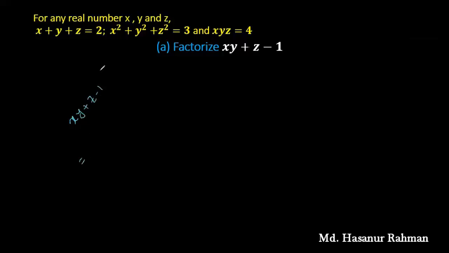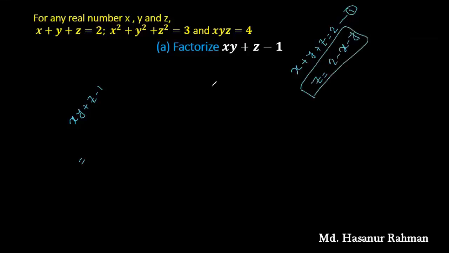So instead of z, we can put 2 minus x minus y, because from the first equation we can write x plus y plus z equals 2. We can say this is equation number 1. Then we can write z equals 2 minus x minus y. So instead of z, we put 2 minus x minus y. So xy plus 2 minus x minus y minus 1. So now xy minus x minus y, 2 minus 1, that is 1.